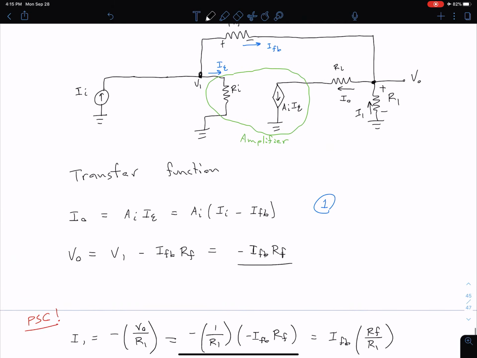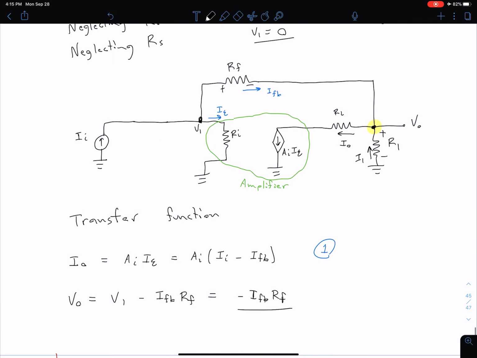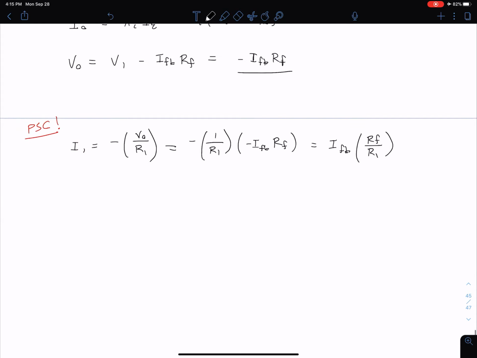So now from KCL, if we're looking at KCL at this node here, we can see that I1 and IFB both go into the node, I naught comes out. We have zero current coming out this way because we don't have anything connected there. So we have I naught equals IFB plus I1. And so we just found that our I1 is equal to IFB.